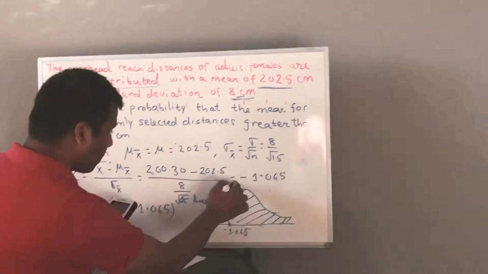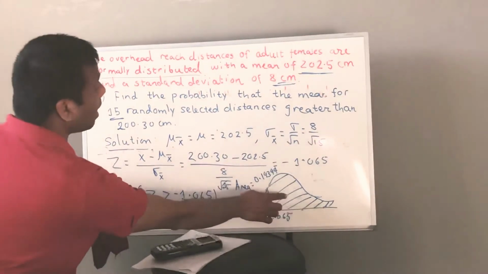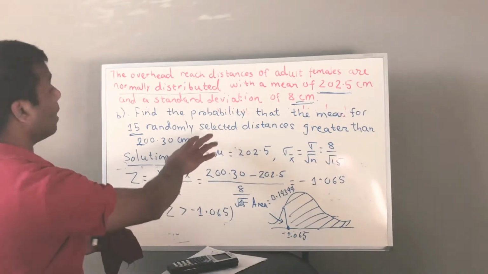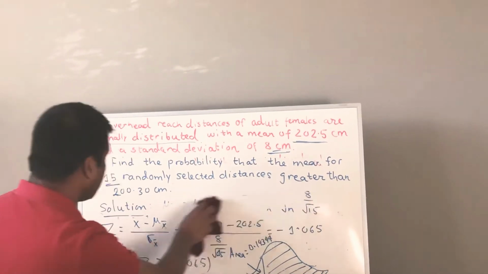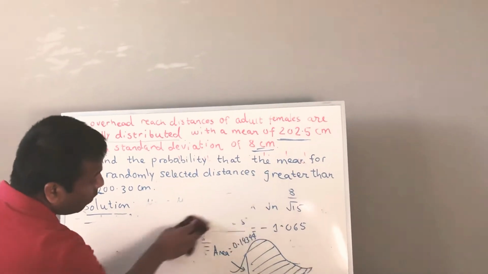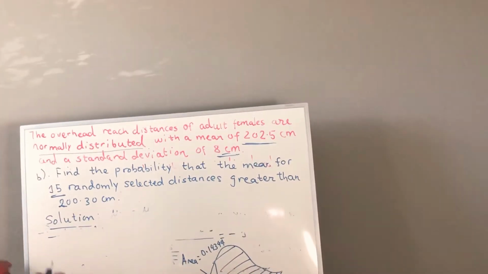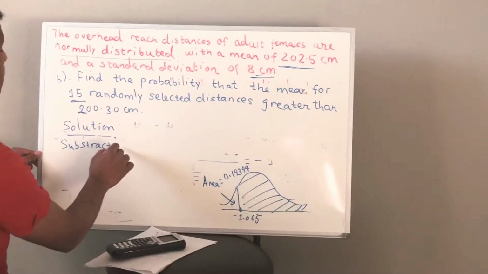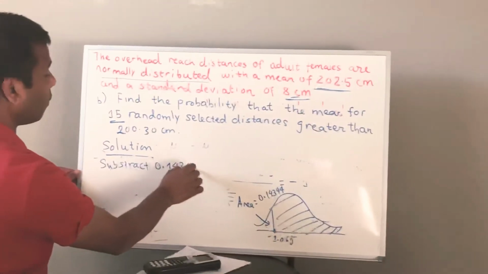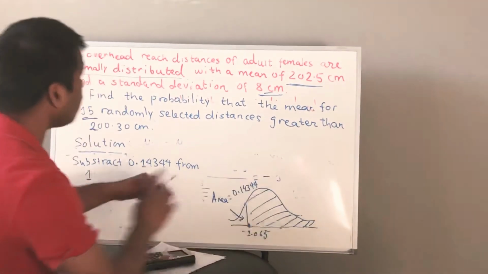Let me round to 5 decimal places. So this area is 0.14344, but we are trying to find the area of the shaded region, right? Because the area of the shaded region gives the probability for the second part of our problem. So like before, what we do here is we subtract this area, which is 0.14344, from the total area of the curve, which is 1, because this 1 is the total area under the density curve.